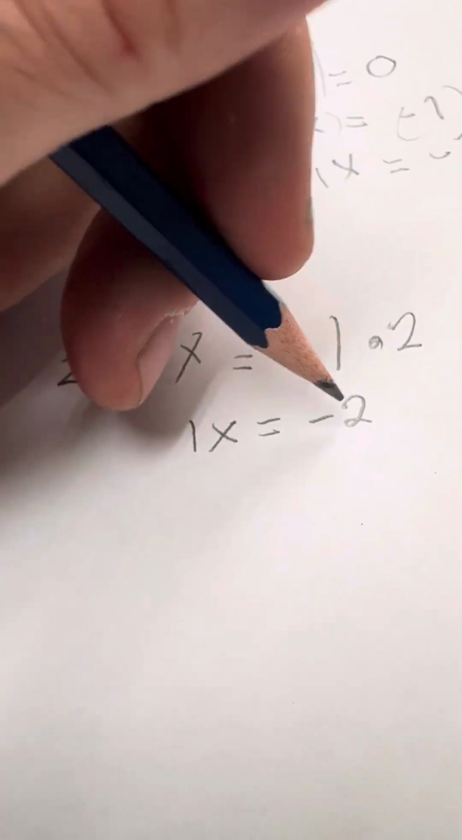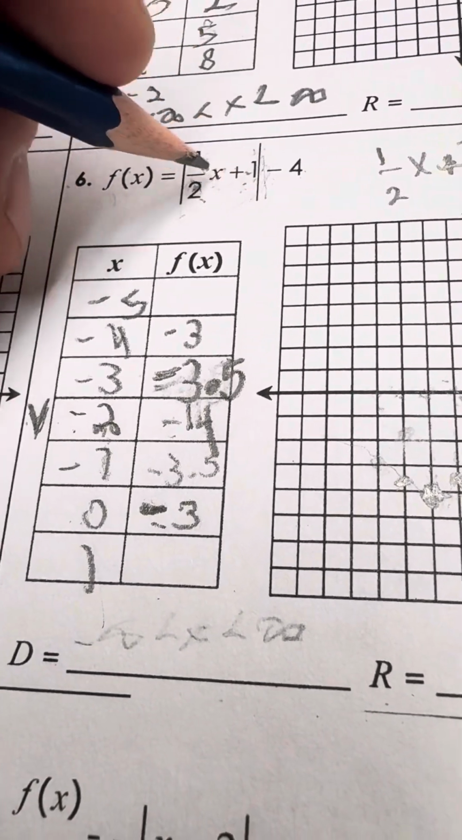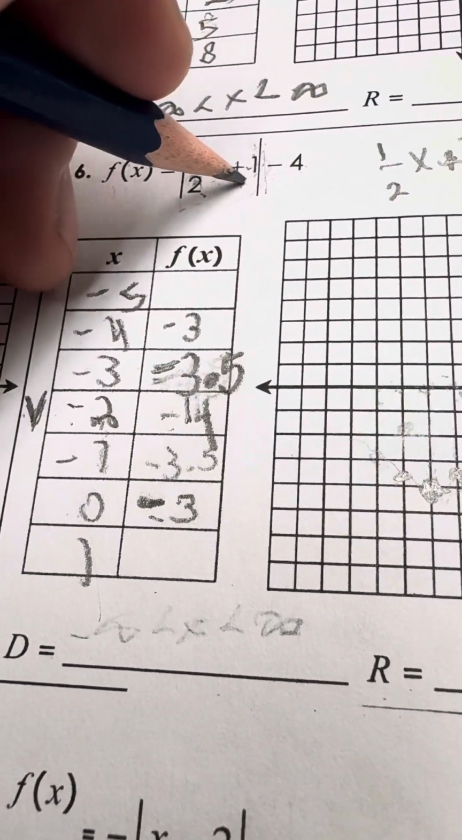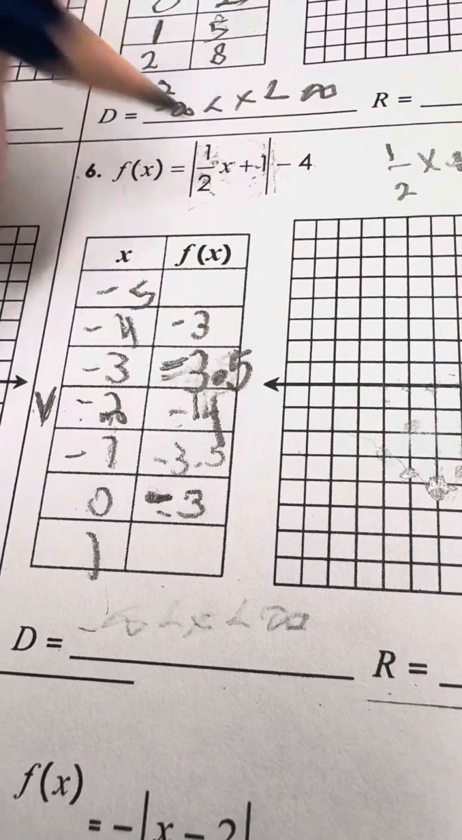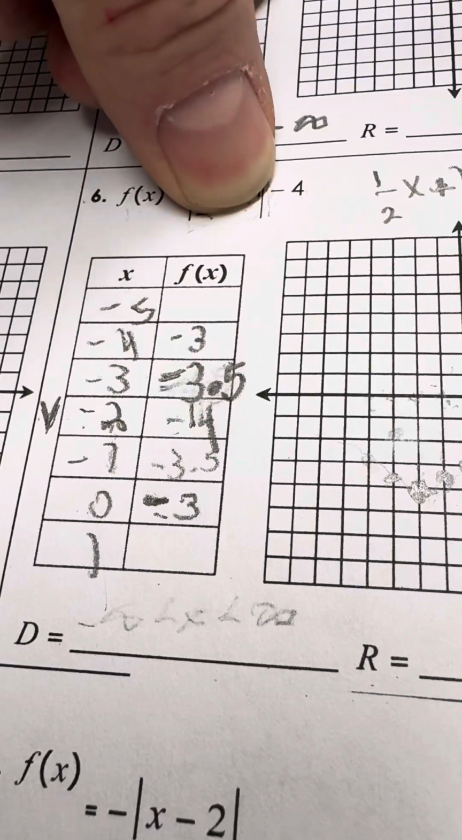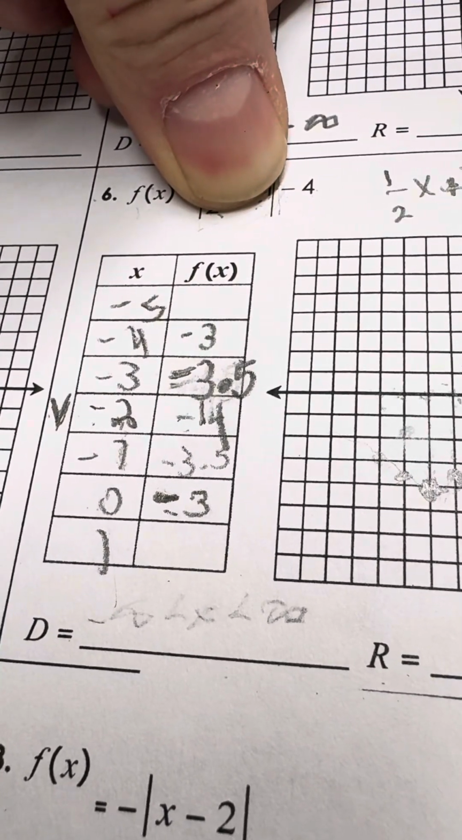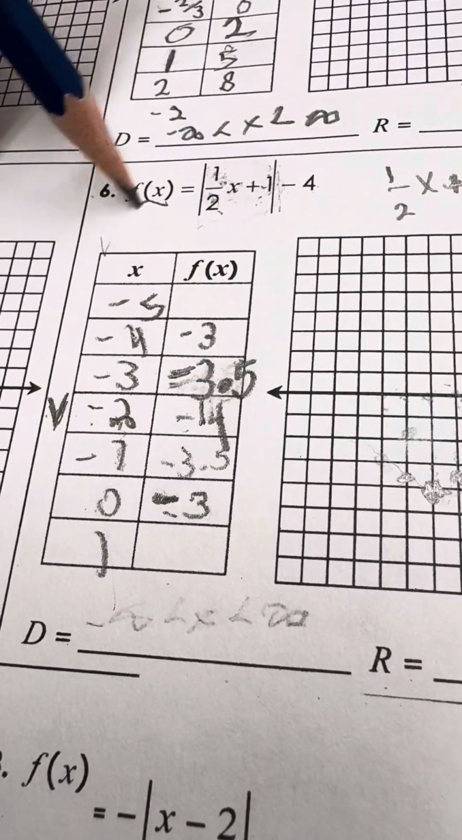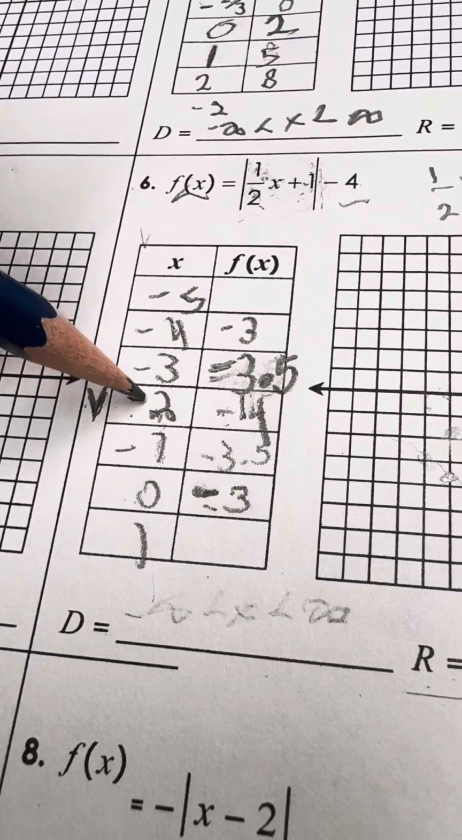So if x is -2, if x is -2 here, then this is all 0, right? So if it's 0, I can just cover it up because it's gone. That means my f(x) is equal to -4. f(x) is equal to -4 when my x is -2.